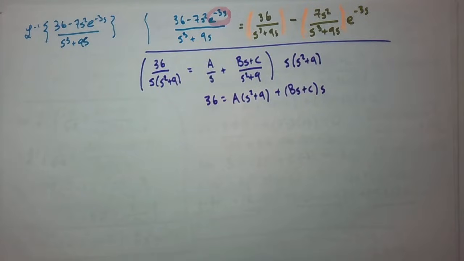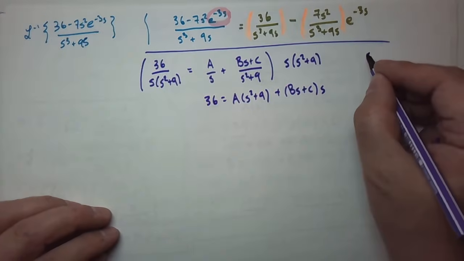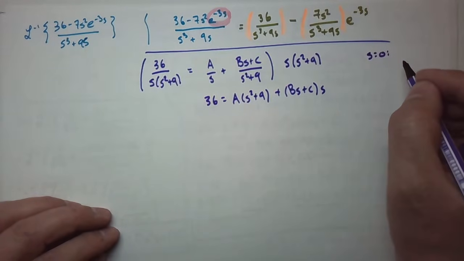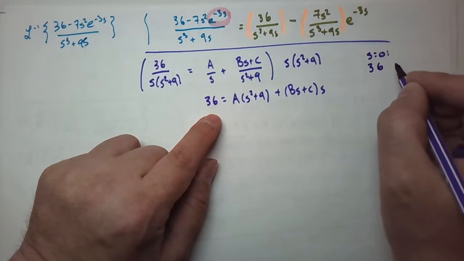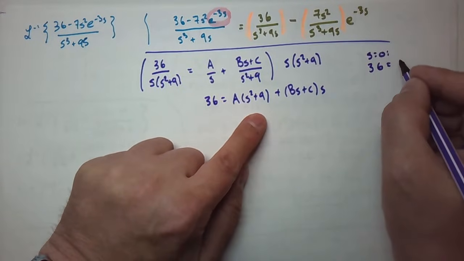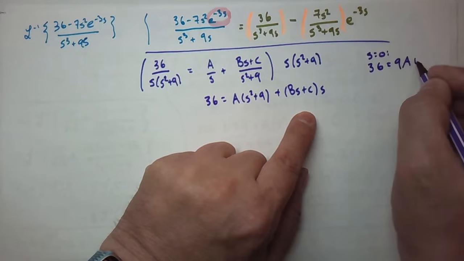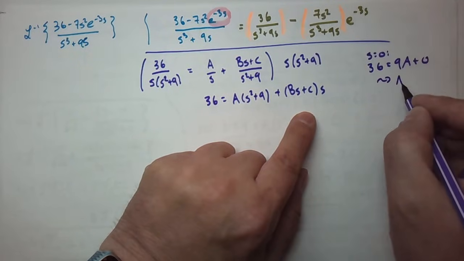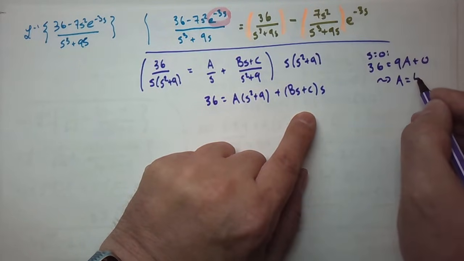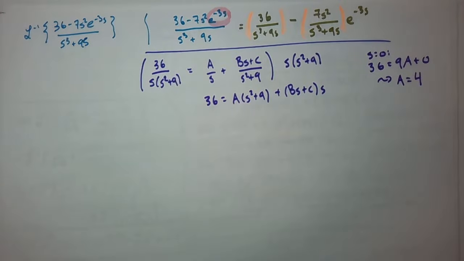Any good choices? 0. Okay, we plug in s equals 0. And what do we see? We get 36 equals a times 9, so that's 9a, plus 0. So what does that tell us about a? It's 4. All right, any other good choices? If you were feeling very creative, you could try 3i. I don't necessarily recommend that.